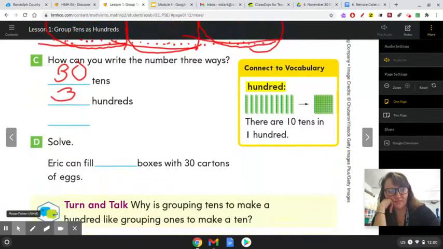I'm about to sneeze. Excuse me. Excuse me. Woo.